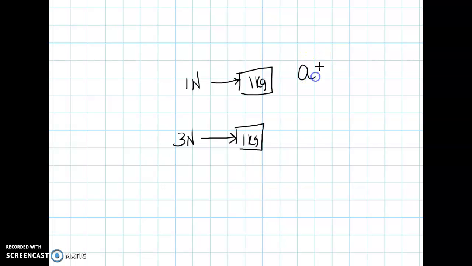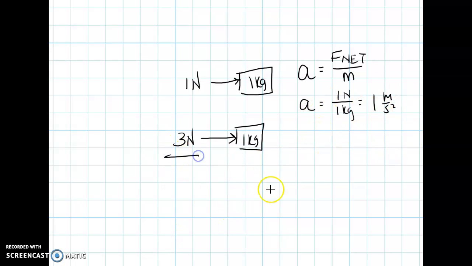Well, using Newton's second law, acceleration is equal to your F net divided by the mass. So acceleration is equal to 1 Newton divided by 1 kilogram, which is equal to 1 meter per second squared. So that was our original acceleration of this block. But if we tripled our net force, we would get that the acceleration is equal to 3 newtons divided by the same amount of mass. The mass never changes, and this would be 3 meters per second squared. So as you can see, as you triple your force, your acceleration triples.